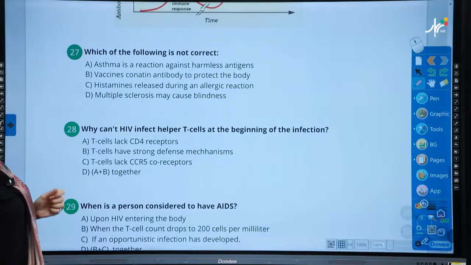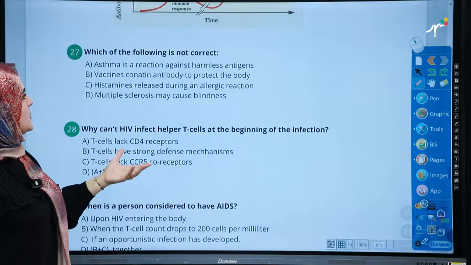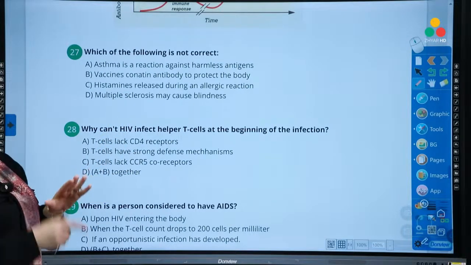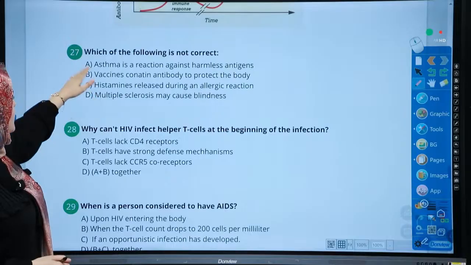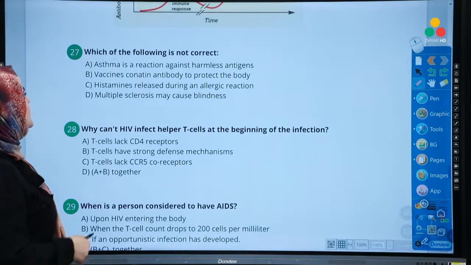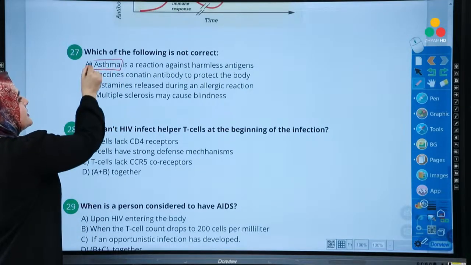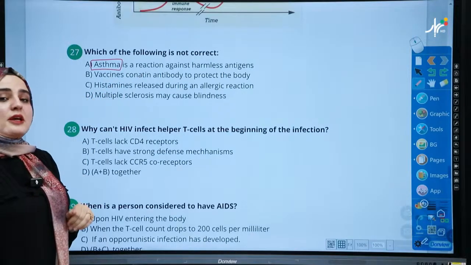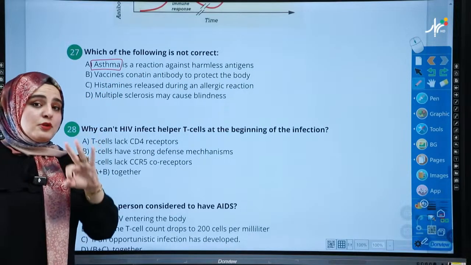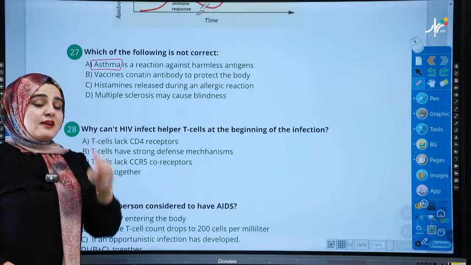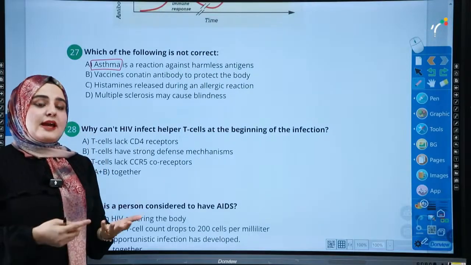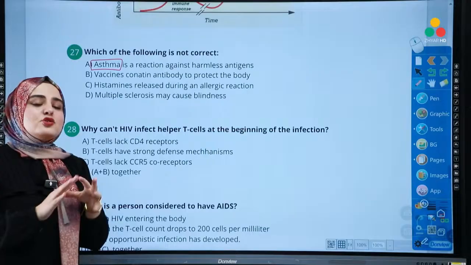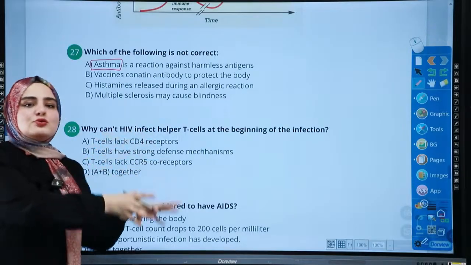Question 27. It says, which of the following is not correct? Okay, we're looking for something that is wrong. According to what we see here, it's all about chapter 3. Asthma here, for example, is a reaction against harmless antigens. Yes, we have 3 immune problems that I personally call the triple A's: asthma, allergy, and autoimmune. Each one of them is not due to an infection.